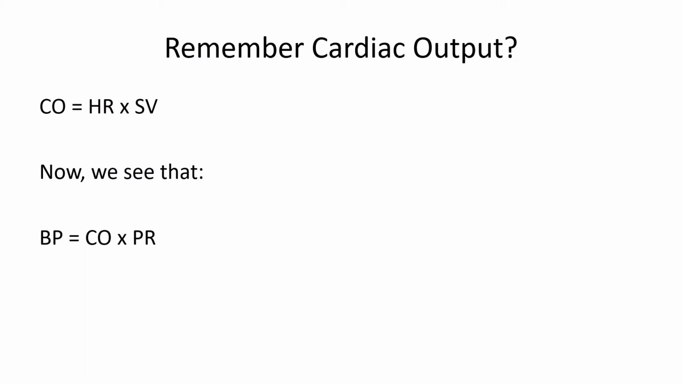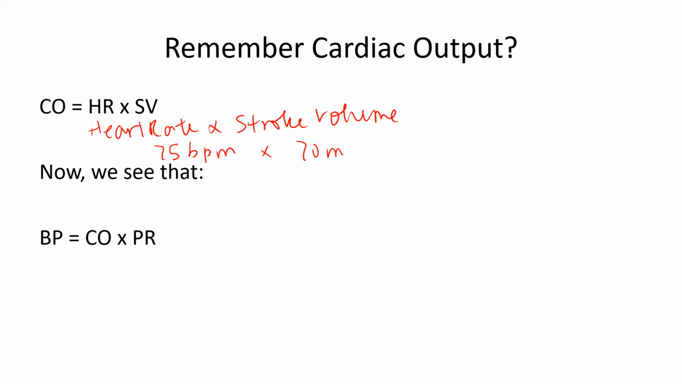You may remember cardiac output from our discussion back in the heart chapter. CO stands for cardiac output. What does HR stand for? That's heart rate, and SV, that's stroke volume. All right, so you may recall that cardiac output was approximately equal to 75 beats per minute times 70 milliliters of blood. You may recall that gave us a cardiac output of 5.25 liters per minute.